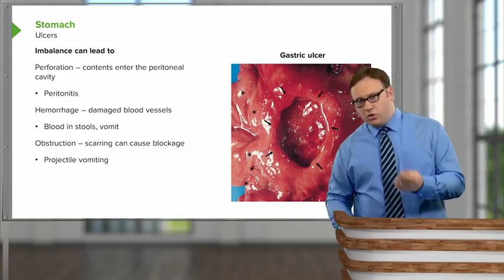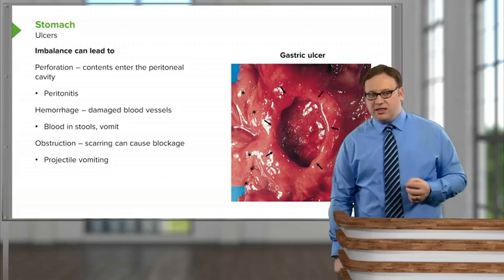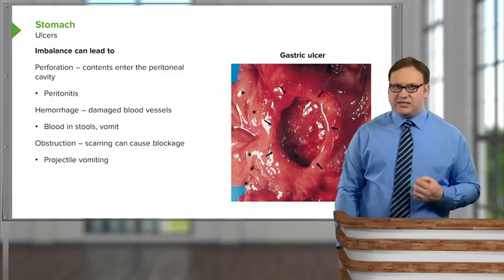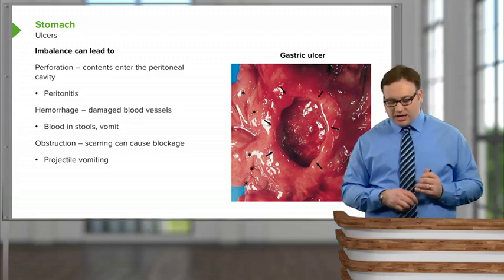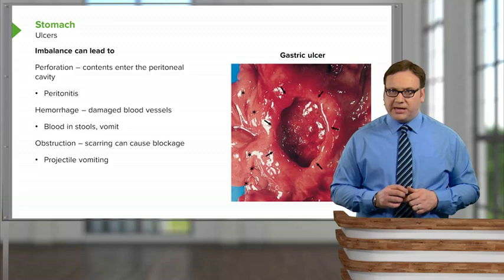So although it's really important that we have this acid production in the lumen, it's also important we have this alkaline mucus and we have this balance to prevent the wall of the stomach from being damaged.